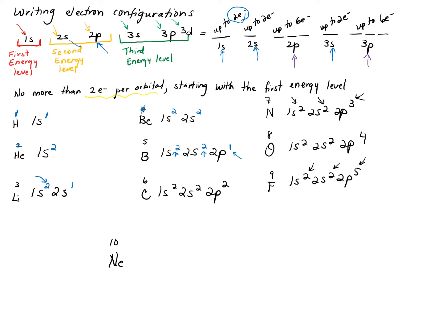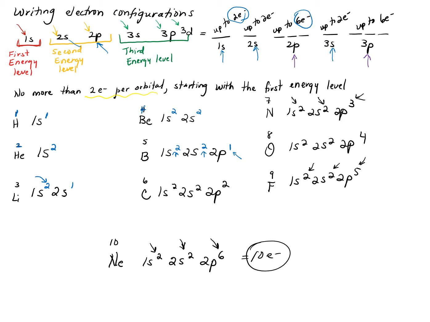You see, in the p orbitals, you can have from 1 all the way to 6 electrons, up to 6 electrons, because you have 3 p orbitals and you can have 2 electrons in each one. In the s orbital, you can have just up to 2 electrons because it's just one s orbital. So for neon, we start again at 1s2, 2s2, and now 2p6. 2 electrons, 4 electrons plus 6, that's a total of 10 electrons.